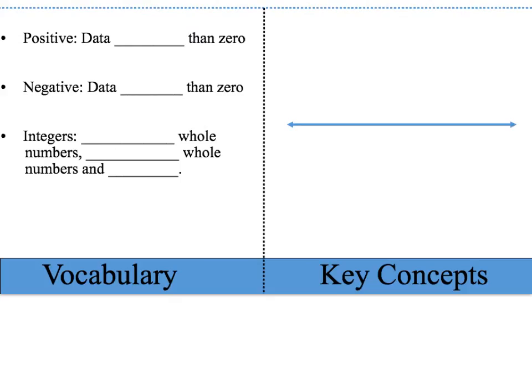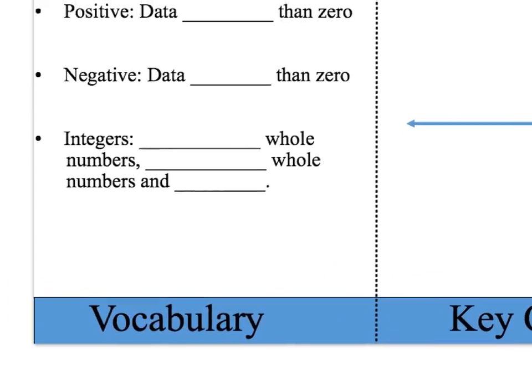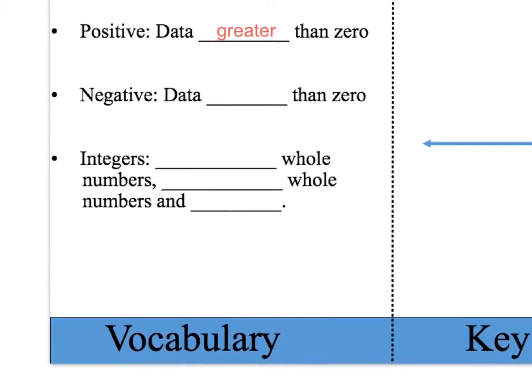So let's go ahead and talk about the vocabulary on the left-hand side of our notes. Our first vocabulary word is positive, and this means data greater than 0. So for example, I could have data as positive 5, I can have data that says 100, and I can have data as 1. These are three examples of positive numbers.